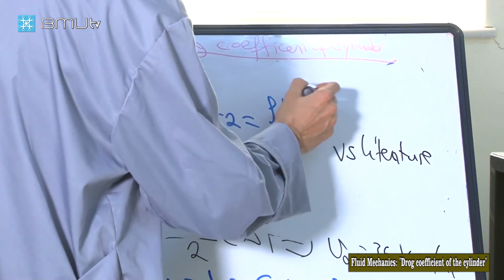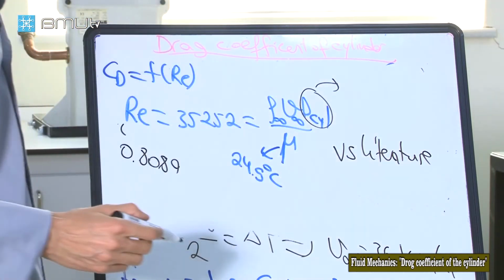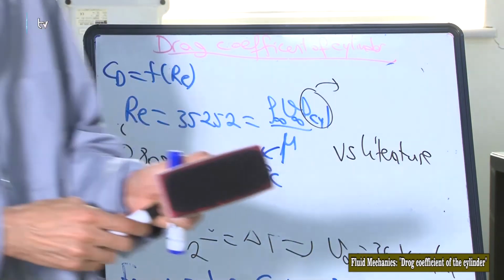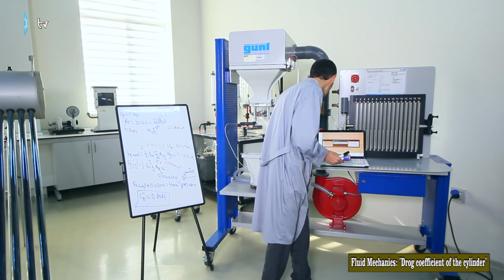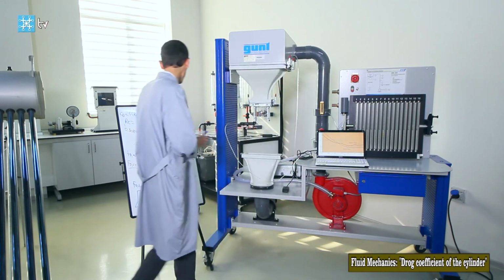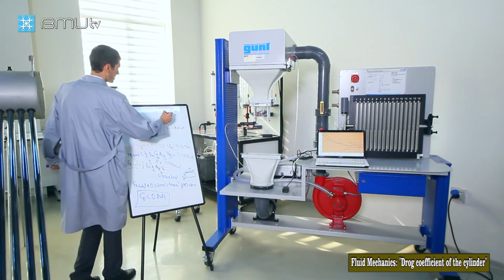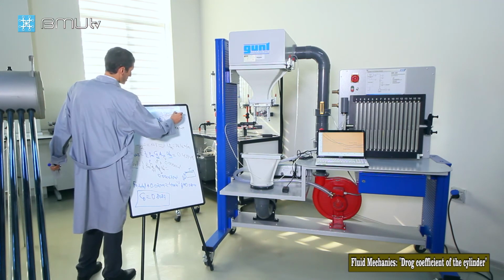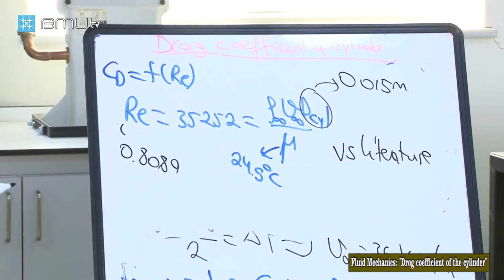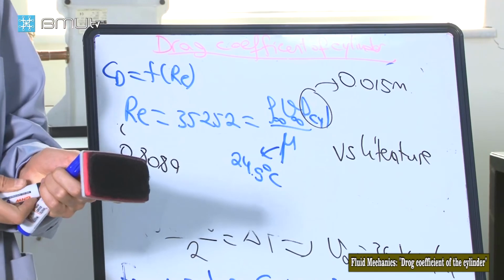And I will write the diameter of the cylinder. One minute, so I will show you the diameter of the cylinder. It is 0.015 meters. The diameter of the cylinder is 0.015 meters. Okay. Good. Now let's see the value.